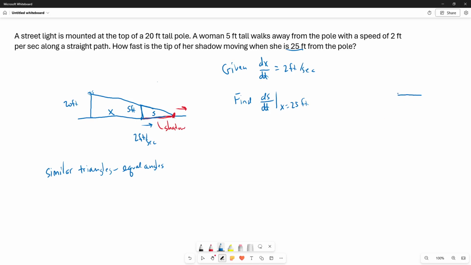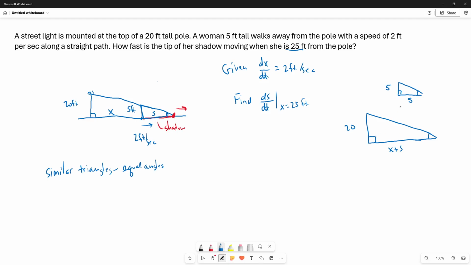Let's put that here. Here's the small triangle. This is 5. This is s. And we have some angle here. And this is a right angle. And then we have the big triangle. And this is the same exact angle. That's this angle right here. It's the same physical angle in both triangles. This side is 20. This side is x plus s. And this is a right angle as well.